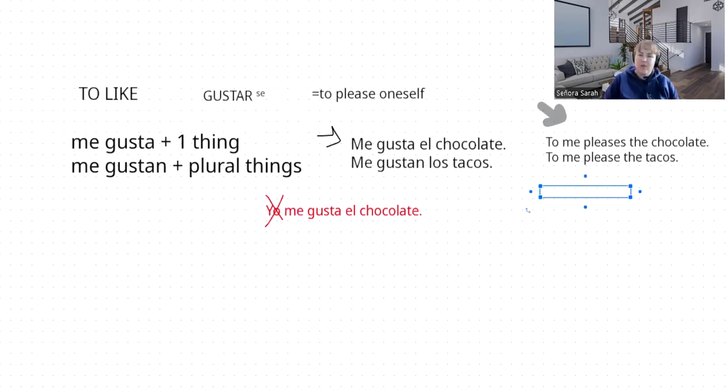Now, does that sound weird? Yeah, we don't talk like that in English, do we? That's the beauty of learning another language. Sometimes the way that you think is completely different. So yes, this verb to like, gustar, is weird. I know. Same thing if you are learning the verb encantar. Encantar means to love something. We use that to say I love things, not people.